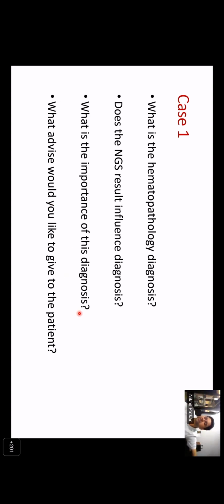So what do you think is the importance of this diagnosis, and what advice would you like to give to the patient? So the importance of this diagnosis is that clonal cytopenia of undetermined significance is a pre-leukemic condition, and there is a high risk of the patient progressing to myelodysplastic syndrome and developing acute myeloid leukemia. So there's an 80% chance for him to progress within 5 years. So I would advise him to follow up with blood counts.